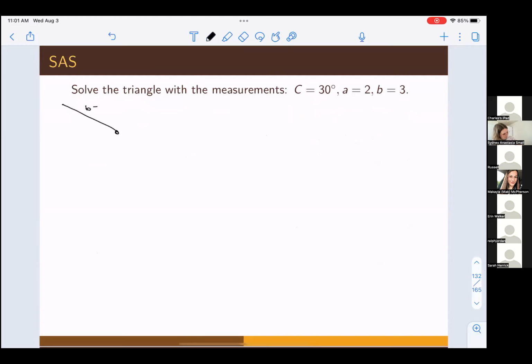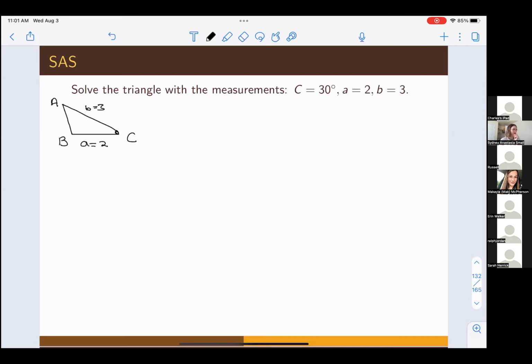I'll call this B. We know that's equal to 3. We know A, we know it's equal to 2. We have angle C here, and then angle B, angle A. Cool. It's about what our triangle looks like.